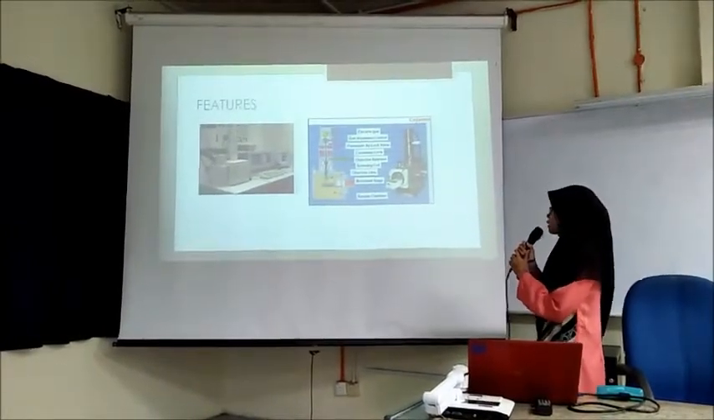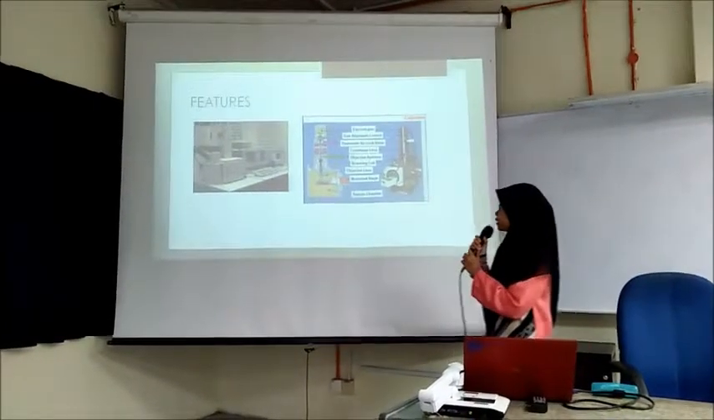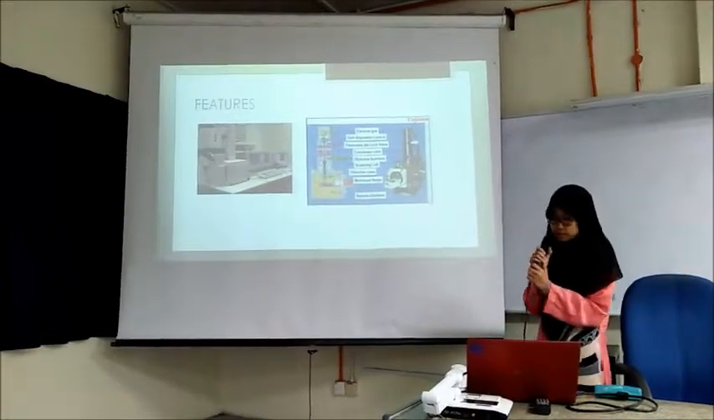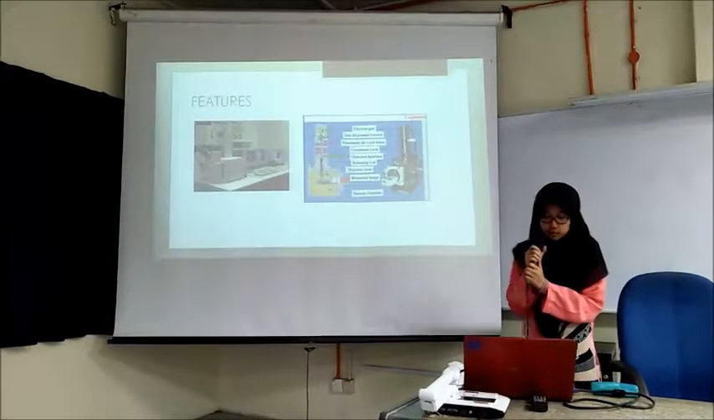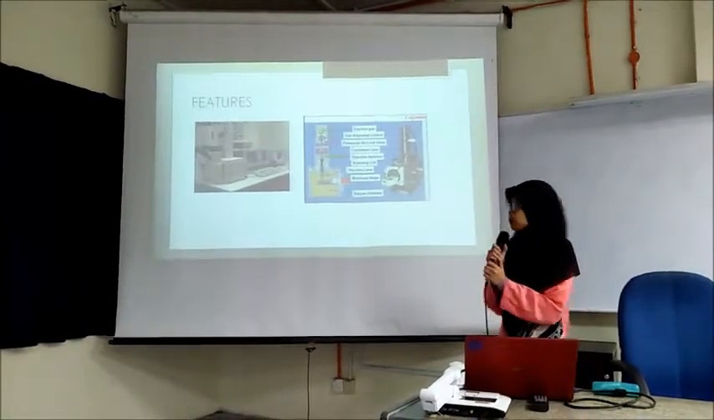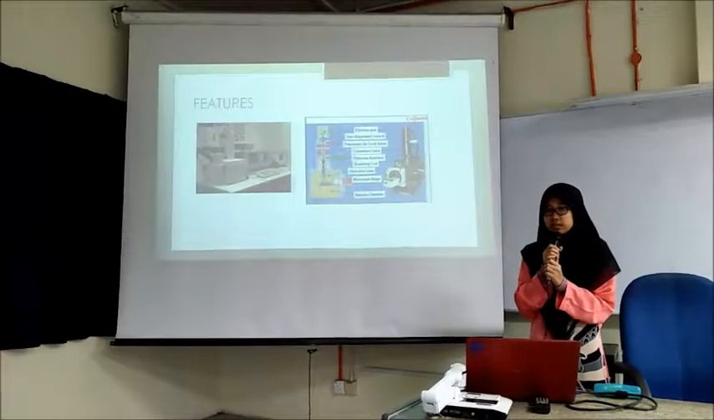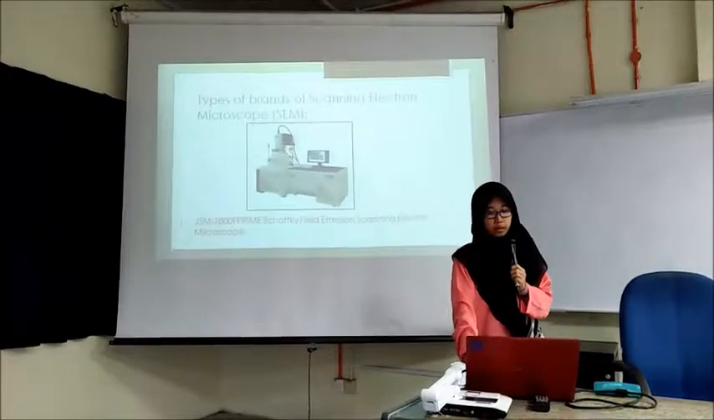For the electron gun, there are two types commonly used in the scanning electron microscope, which are the tungsten hairpin electron gun and lanthanum hexaboride. Lanthanum hexaboride is more expensive compared to tungsten because it has a longer lifetime.